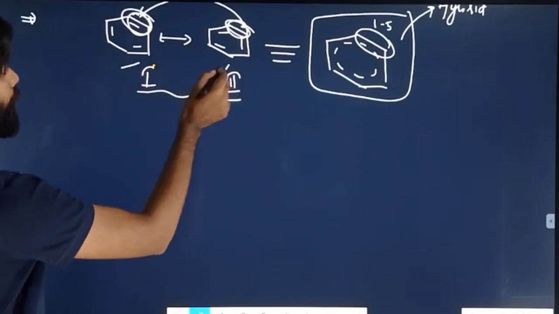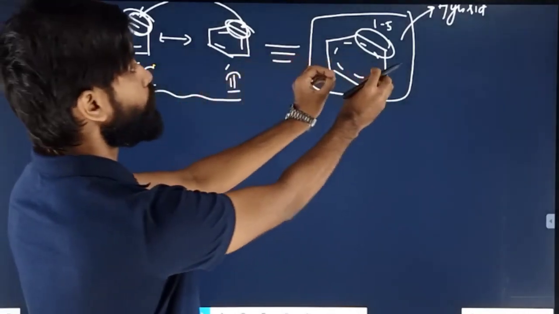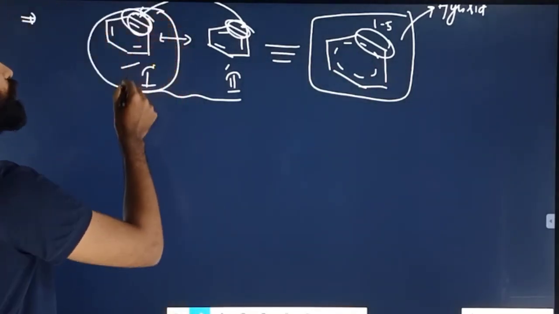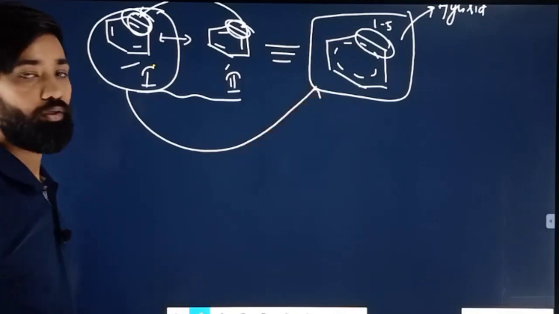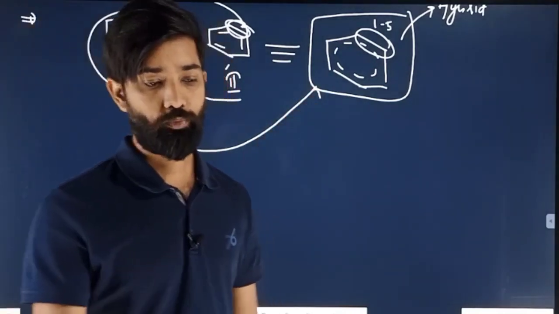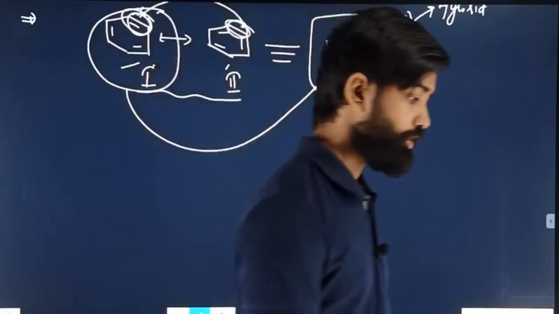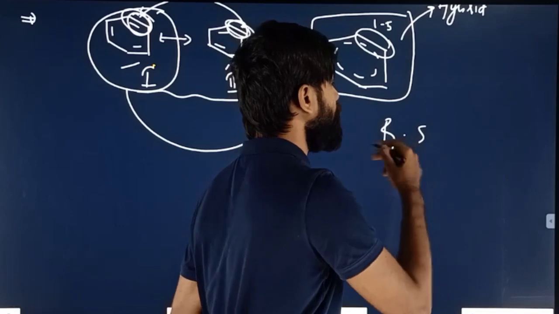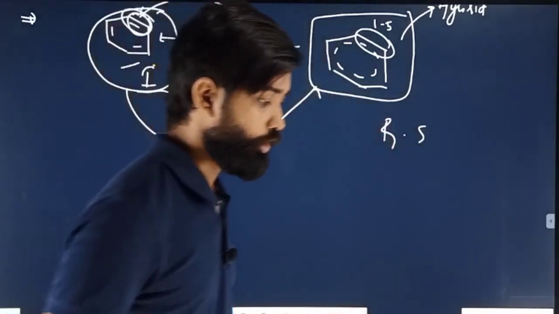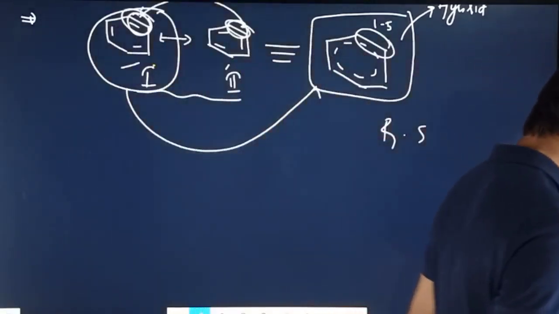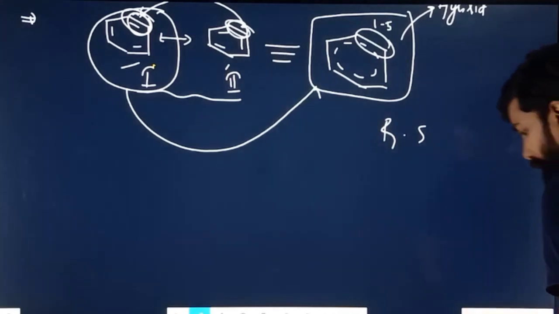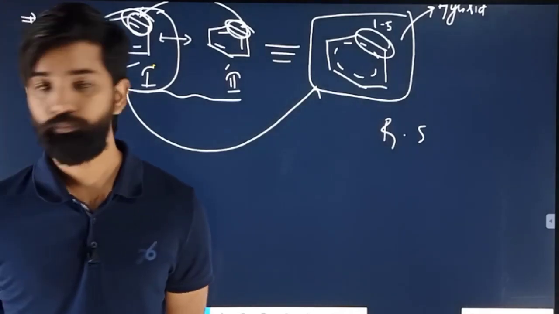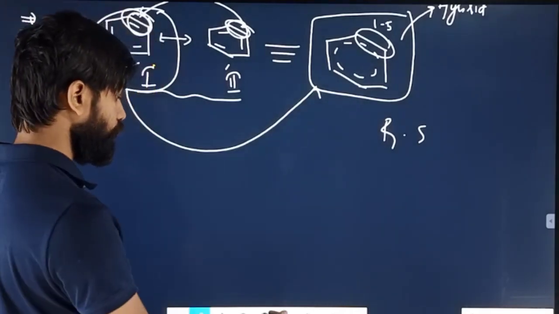Each canonical structure has a definite contribution to the hybrid, and the canonical structure with more stability can contribute more. That's the point. So next point: each canonical structure, or each RS, has a definite contribution to the hybrid, in which the most stable RS contributes more.